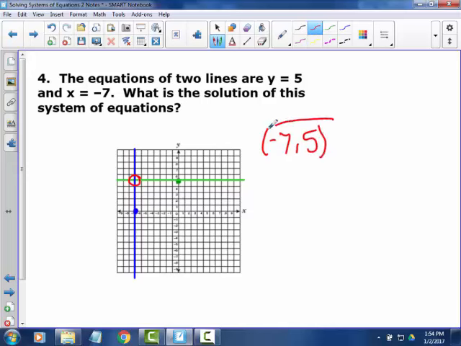Which I'm sure some of you had already figured out, since y can only be 5 and x can only be negative 7. That's the only possible solution we could have come up with. So that's your examples. Now you need to work on the solving systems 4 worksheet.